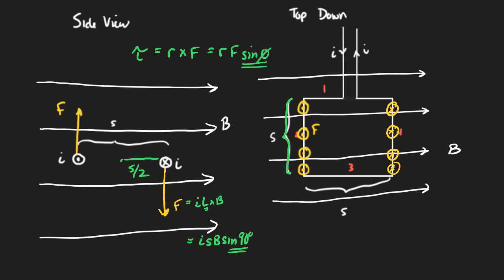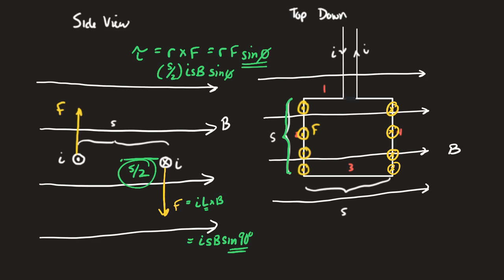So let's start by building our torque here. S over 2 is going to be our torque arm length, so R is going to be S over 2. The force, we know, is now ISB sine 90, so I'm just going to put ISB. And then I think we need to leave this sine phi in here for now.